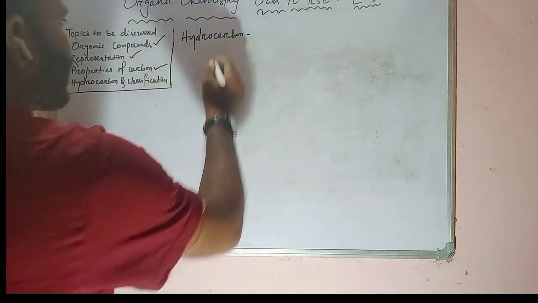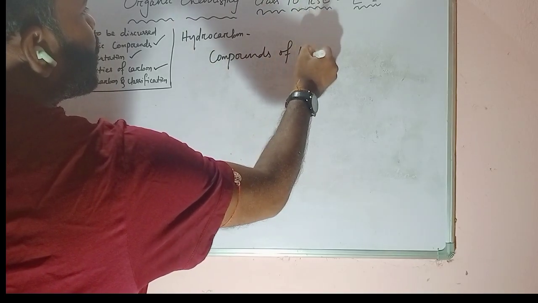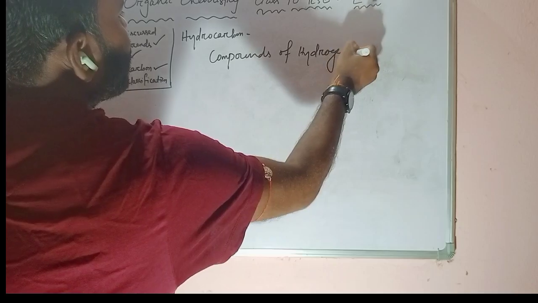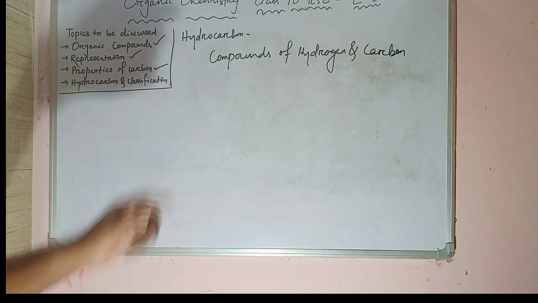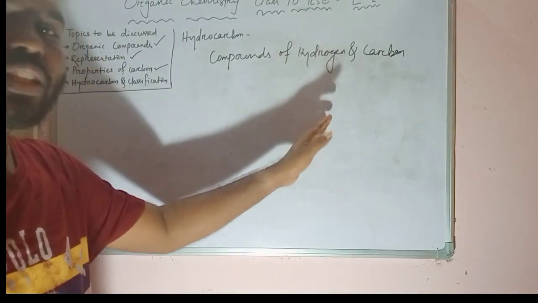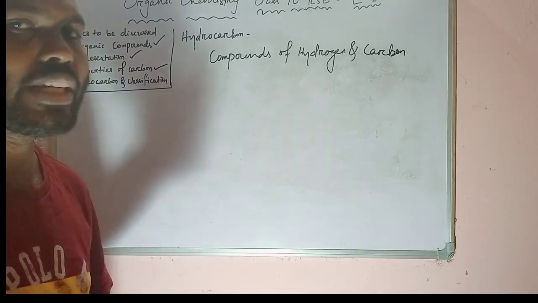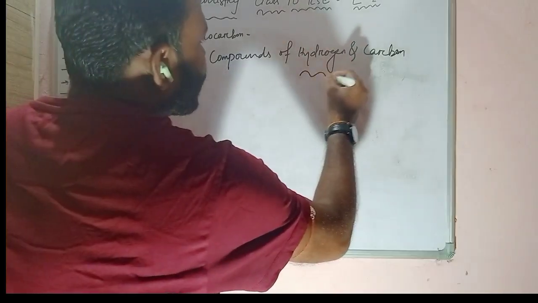Hydrocarbons are the compounds of hydrogen and carbon. Compounds of hydrogen, carbon, oxygen, nitrogen and halogens will be known as the derivatives of hydrocarbon. That means at the end those are also hydrocarbons. But strictly, if you are following hydrocarbon, then it is the compound of hydrogen and carbon.